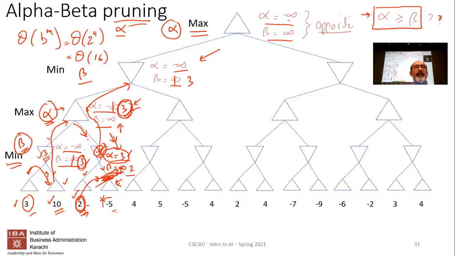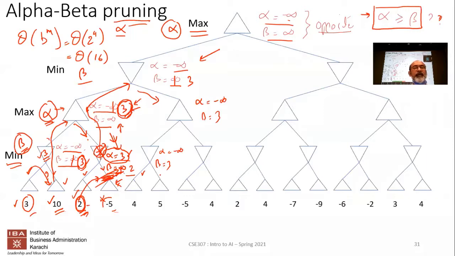We made beta equal to 3 based on the alpha value over here. Now the question is, does this need to be evaluated? Is alpha greater than or equal to 3? No. So we're going to evaluate it. So we're going to set alpha equal to minus infinity, beta equal to 3. We have to evaluate this guy over here. Is 3 smaller or 4 smaller? 3 smaller, so do nothing.